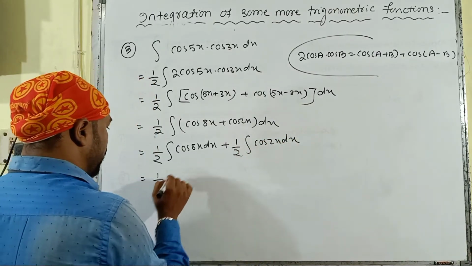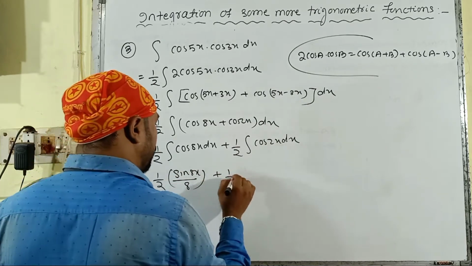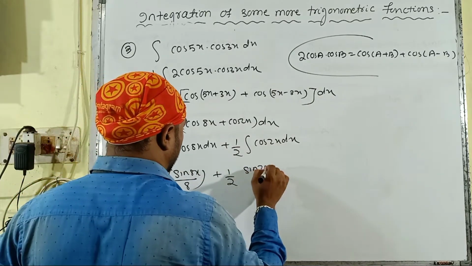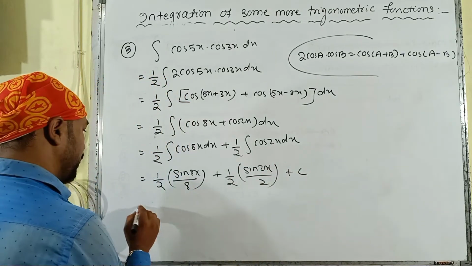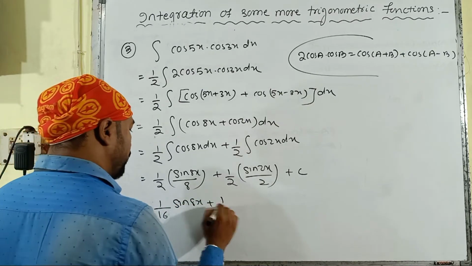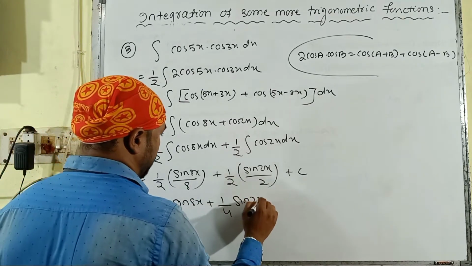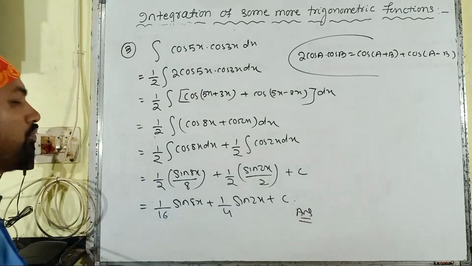It is 1 upon 2 sin 8x divided by 8 plus 1 upon 2 sin 2x divided by 2 plus c. It is 1 upon 16 sin 8x plus 1 upon 4 sin 2x plus any constant c, and this is the answer for the problem number 3.